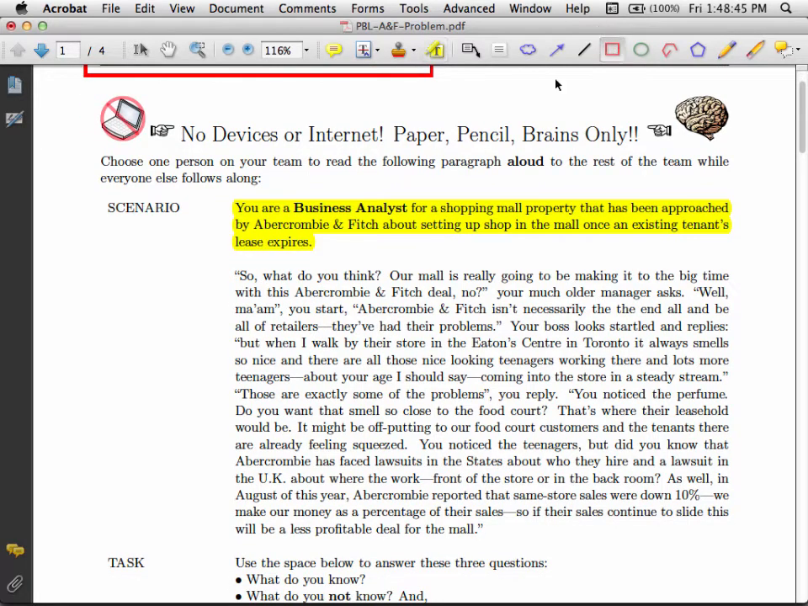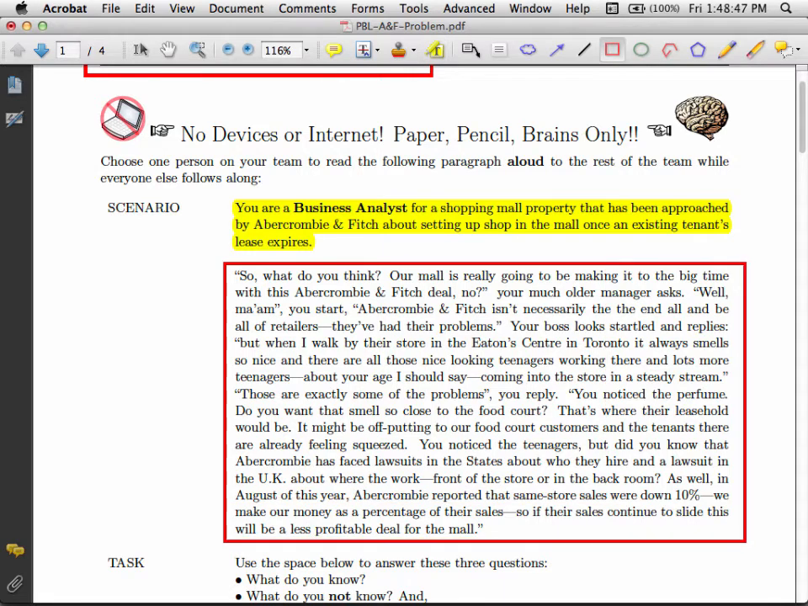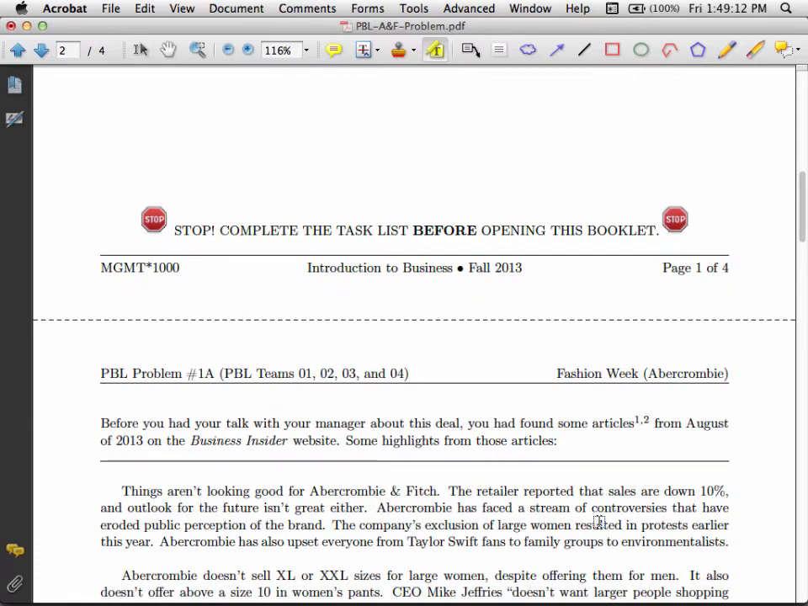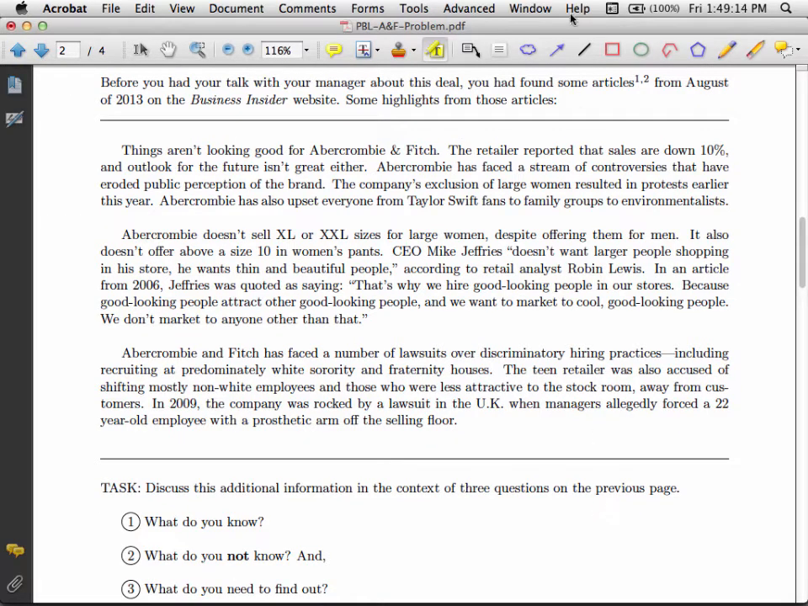You start like all of the other PBL things, with a small paragraph of information. You ask some questions about what you know, don't know, need to find out, and you develop your learning issues. And you go away and you research those and you write up a short, 8 to 10 page write-up. It includes your decision and all of the evidence to support that decision. So this PBL problem is posted at CourseLink, and you can read it at your convenience.